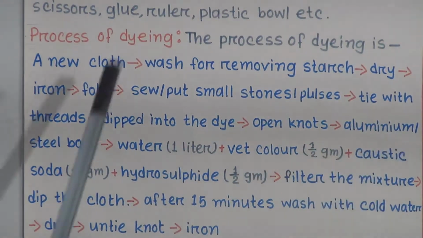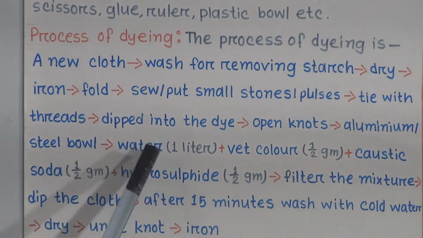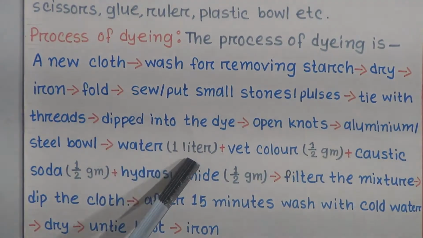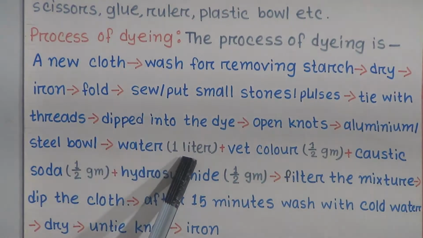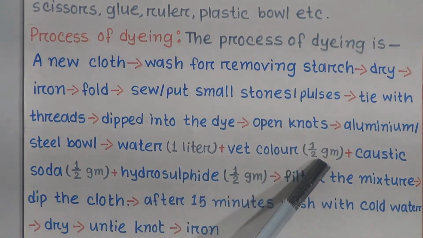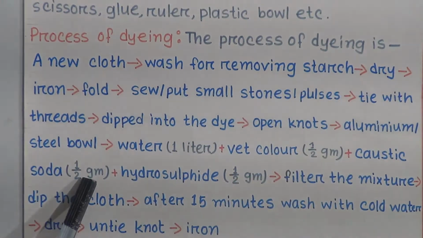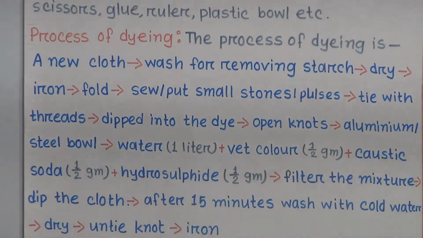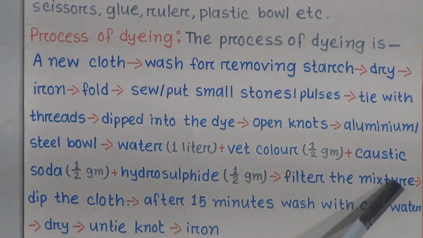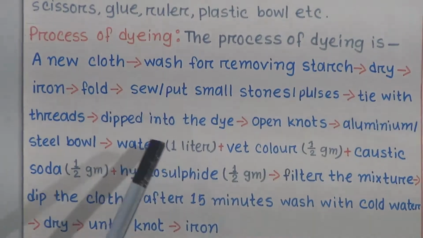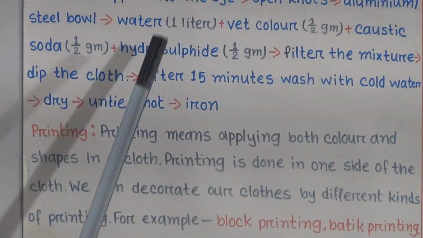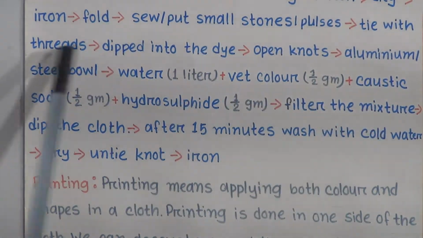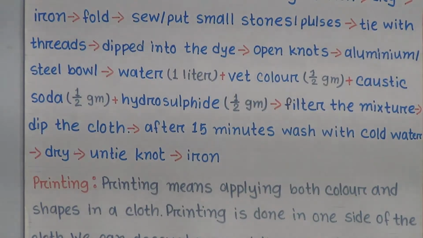After that we have to take an aluminum or steel bowl. In that bowl we have to mix water, and the amount of water will be 1 liter, and with this water we have to mix red color in half gram, caustic soda also in half gram, and hydrosulfide with half gram. After that we have to filter the mixture. That means we have to mix water, red color, caustic soda, hydrosulfide together, and after that we have to filter the mixture so that there is nothing inside the mixture.